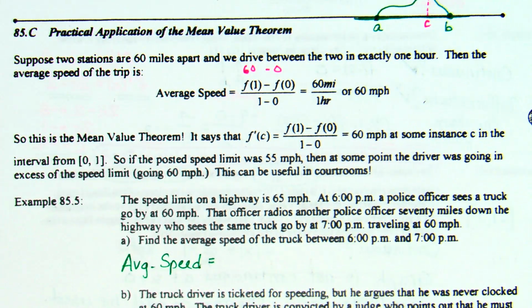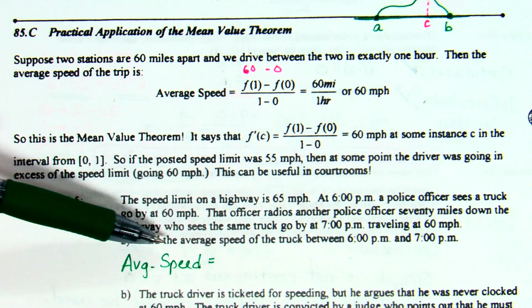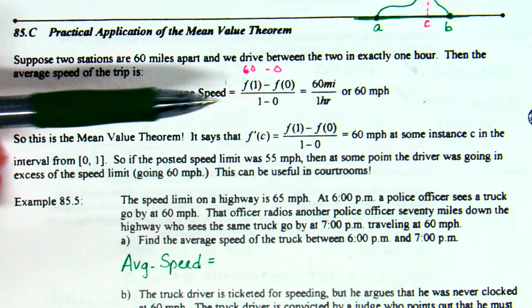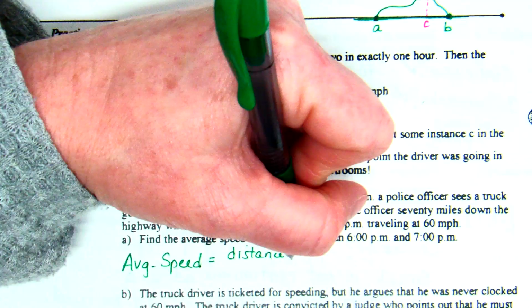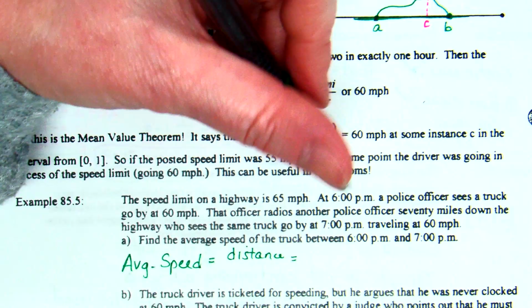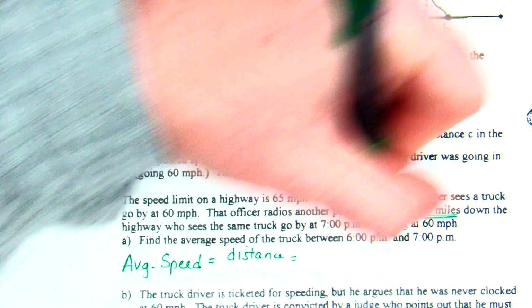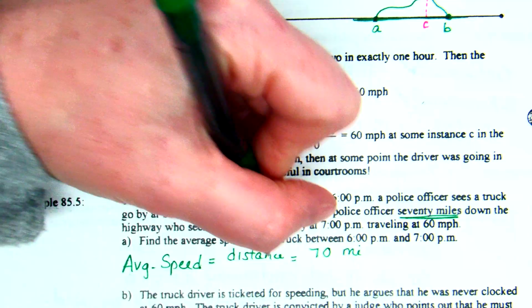Okay. So, average speed of the truck between 6 and 7. I mean, we can think about our formula up there. You traveled 70 miles in 60 minutes, so it had to be over 60 miles per hour at some point. What was his distance? How far did he travel? They were 70 miles apart, yes? So he went 70 miles. And what was my time? 1 hour. So he at some point had to have been going over 60.